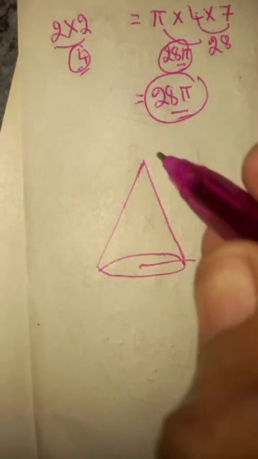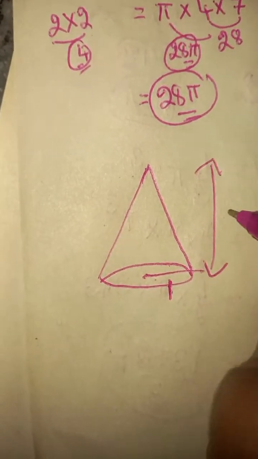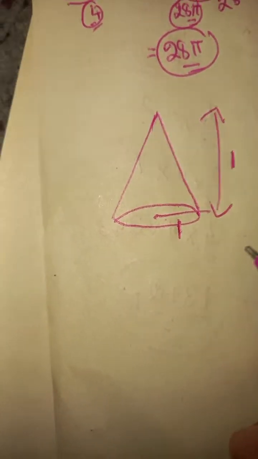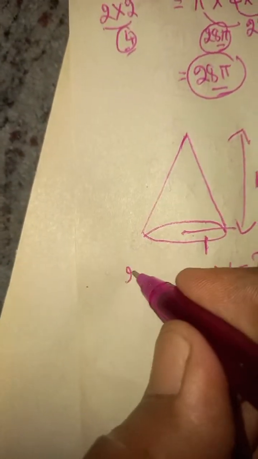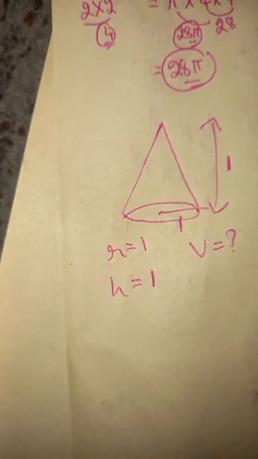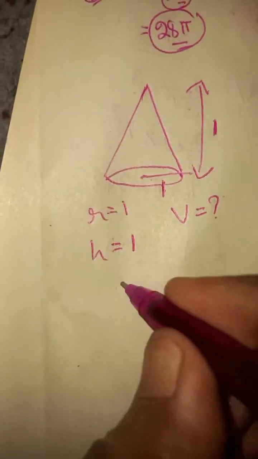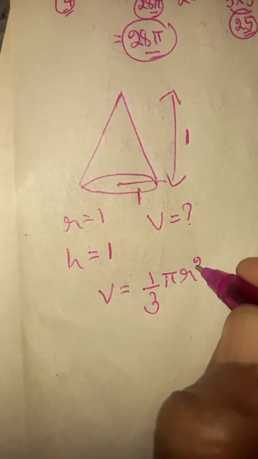Let's take another cone. In this cone they have given the radius as 1 unit and the perpendicular height also as 1 unit. You need to find out the volume. You can do it out. Volume of the cone can be written as 1 by 3 pi r square h.